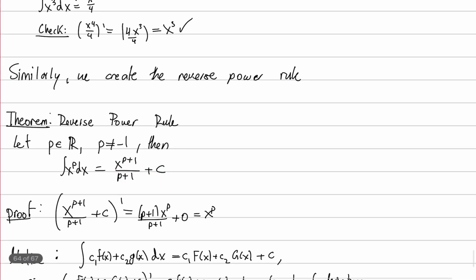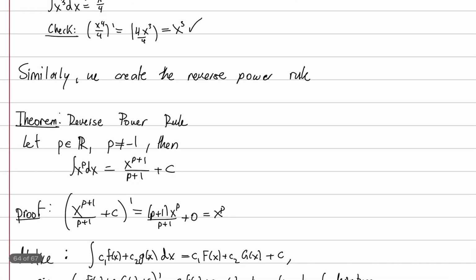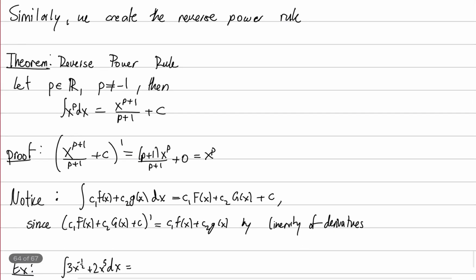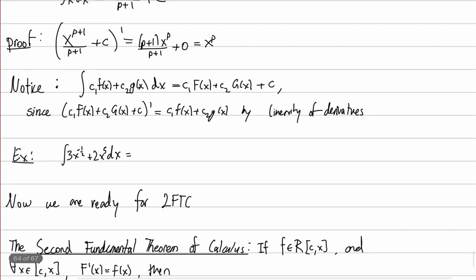Let's prove it, and it's actually quite simple. We just use the power rule to differentiate. We drop down the exponent, the numerator and denominator cancel out, and we get our integrand. So remember, for the derivative, we drop the exponent and subtract 1. For anti-differentiation, we increase the exponent by 1 and divide by the new exponent. Also notice that anti-differentiation is linear, and it follows from the linearity of derivatives.